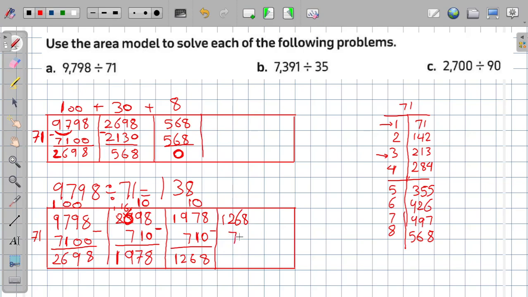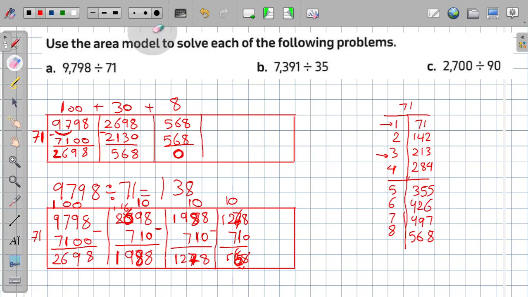Okay, so let's repeat it again. I have here 710, and 710 divided by 71 equals what? Equals 10. So I have 8 minus 0 equals 8, 6 minus 1 equals 5, and 12 minus 7 equals 5. Here is 8, here will be 7, here will be 7, and here will be 8. So it will be 7 minus 1 equals 6.